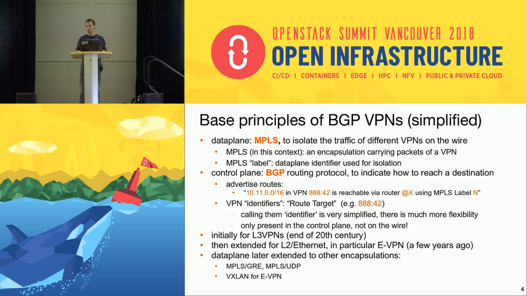So initially, these BGP VPNs were only for IP VPNs, IP connectivity. This was introduced at the end of the 20th century. Later, the same architecture was extended to allow layer 2 connectivity, Ethernet connectivity. In particular, EVPN was introduced a few years ago and is today a technology that's increasingly used in data centers and overlays. The data plane itself was also extended to support other encapsulations, namely MPLS over GRE, MPLS over UDP, and in the specific case of EVPN, VXLAN.